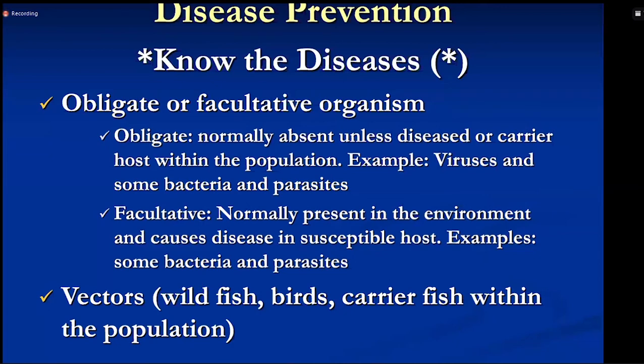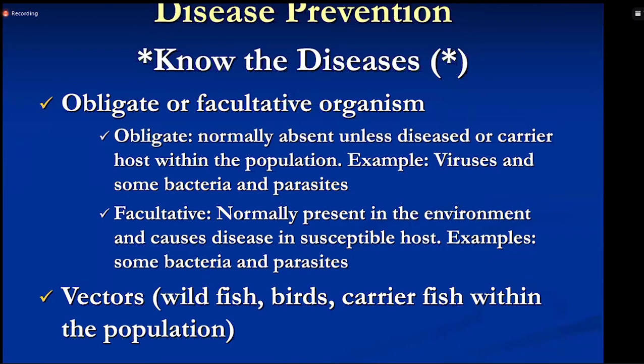Some pathogens have birds that are involved in their life cycle. I'll give an example of that here in just a second. What about carrier fish within the population? Some of these pathogens establish long-term carrier states, and they hide out. They're in very low numbers, but the fish cannot completely clear those pathogens out of their system. And so at some point, those pathogens begin to grow and overtake and become shed out into the water, or there's some cannibalism that goes on that can spread those particular pathogens around within the population.